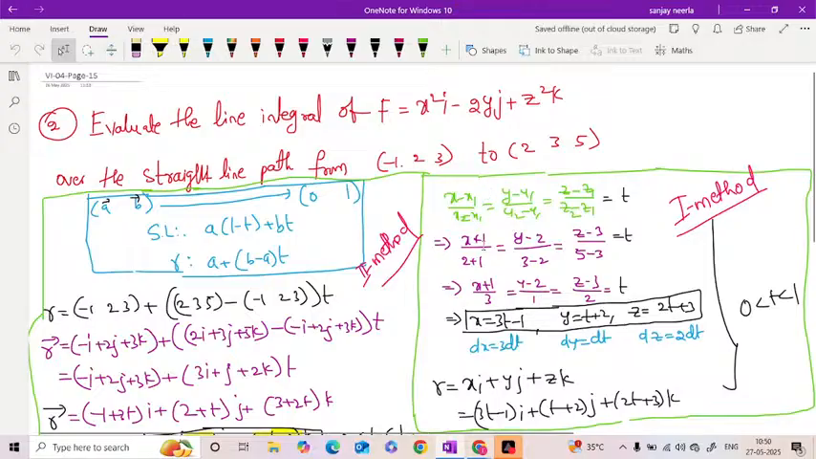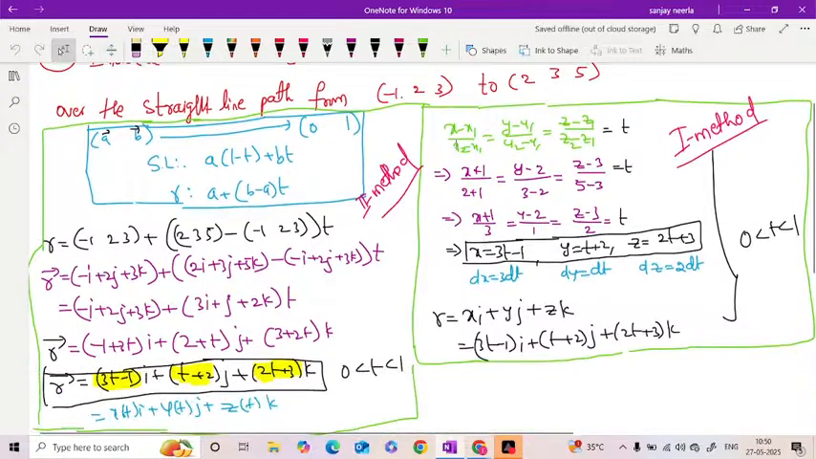Here we have two options. The first option is to take (x minus x1) by (x2 minus x1), (y minus y1) by (y2 minus y1), equal to (z minus z1) by (z2 minus z1), equal to t, and substitute the values. After substituting we get x is equal to 3t minus 1, y is equal to t plus 2, and z is equal to 2t plus 3, and finally this is the position vector. That is the first approach.